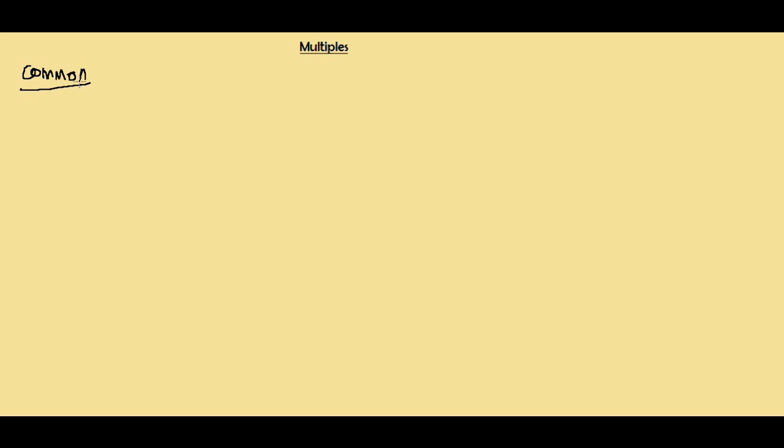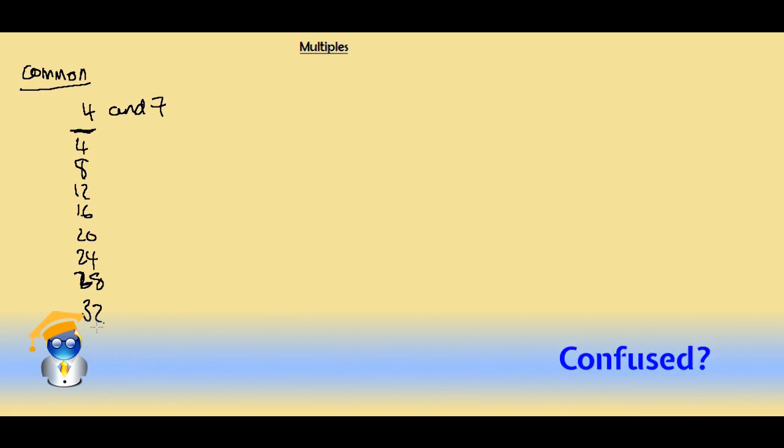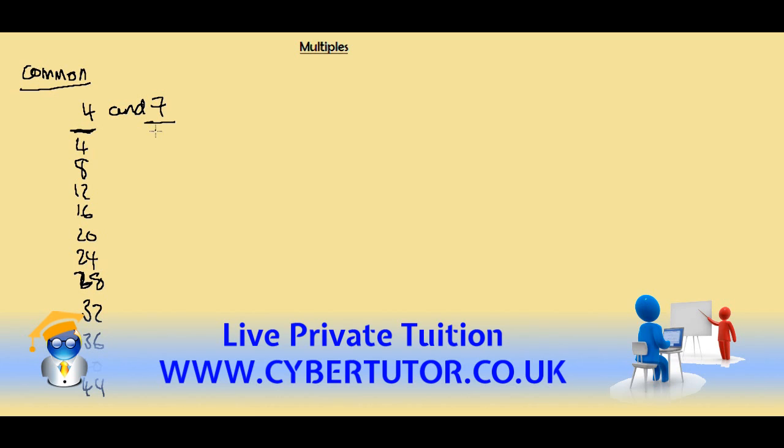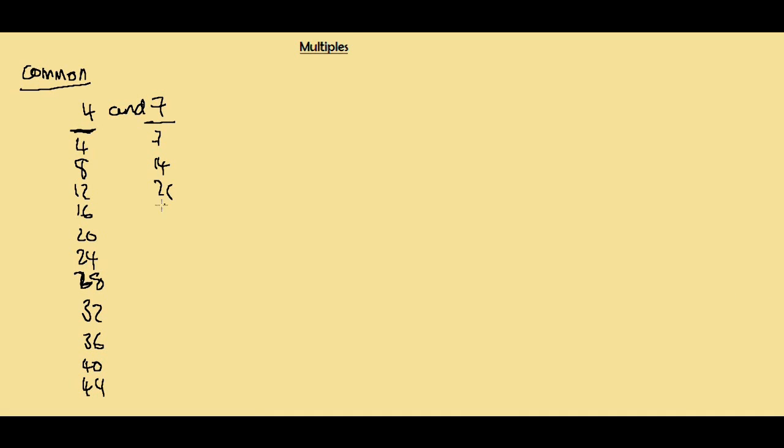Okay, so if we wanted to know what common multiples are between, let's say, the number 4 and 7, then all we need to do is think about the multiples of 4 first of all. So if we just write all of these down: 4, 8, 12, 16, 20, 24, 28, 32, 36, 40, 44, and so on and so forth. And then with 7, we'll just write down 7, 14, 21, 28, 35, 42, 49, 56. There we go, that'll do.